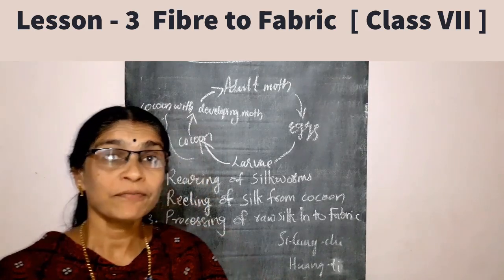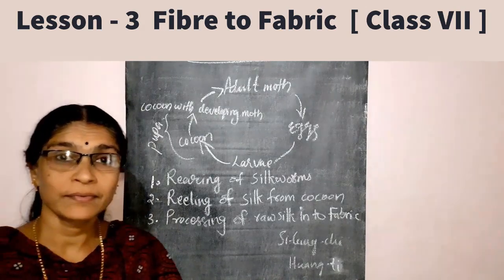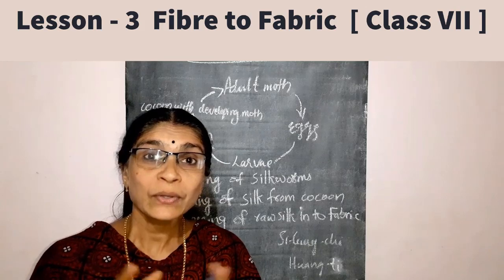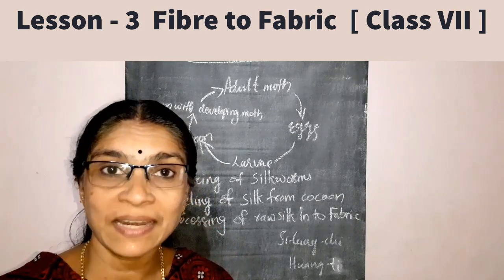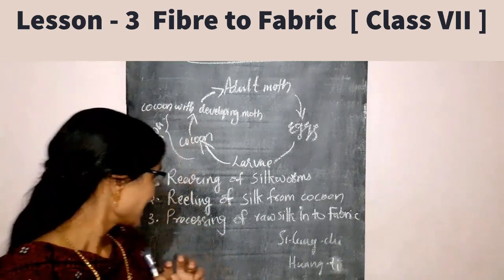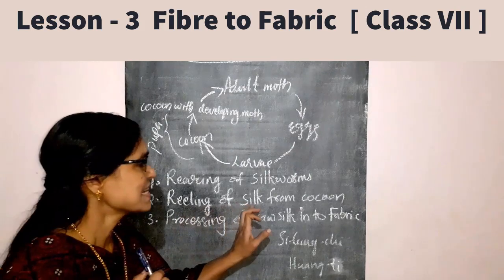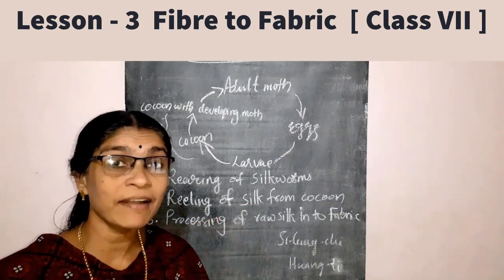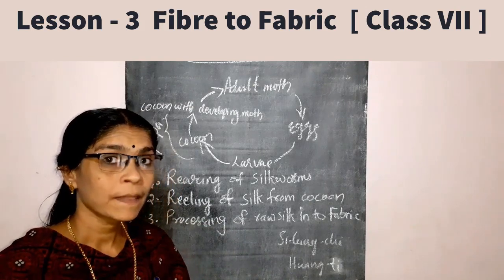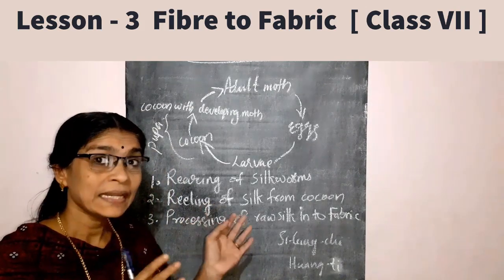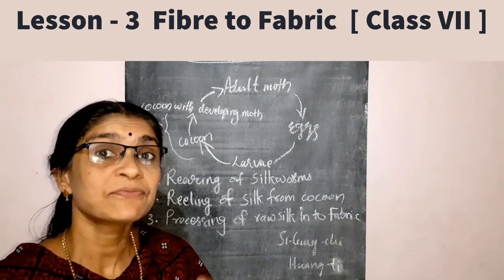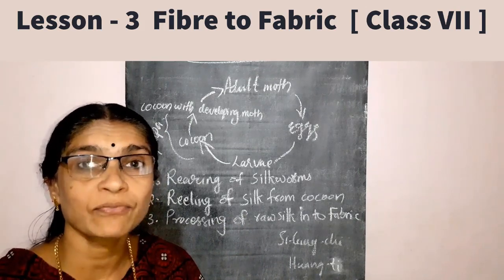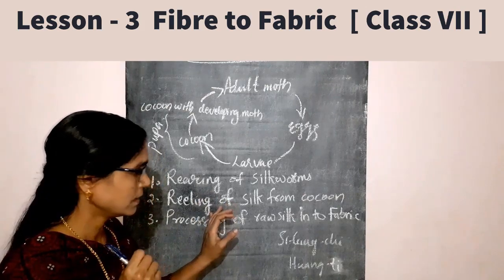The process of taking out threads from the cocoon for use as silk fiber is called reeling of silk. Then how can we define the reeling of silk? The process of taking out threads from the cocoon for use as silk fiber is called reeling.